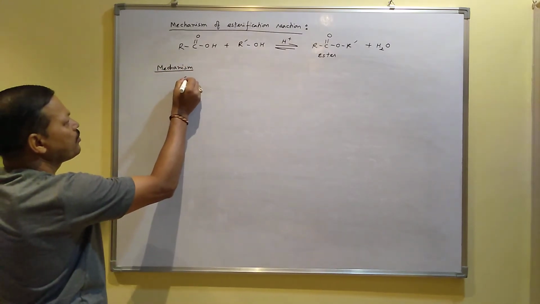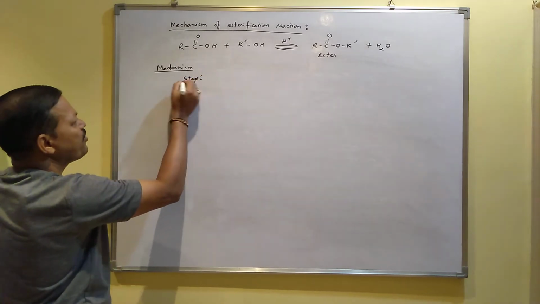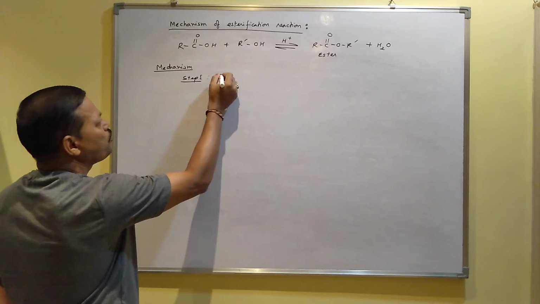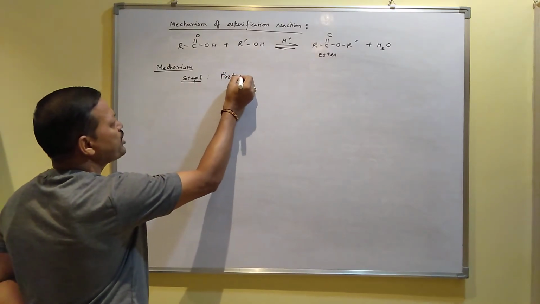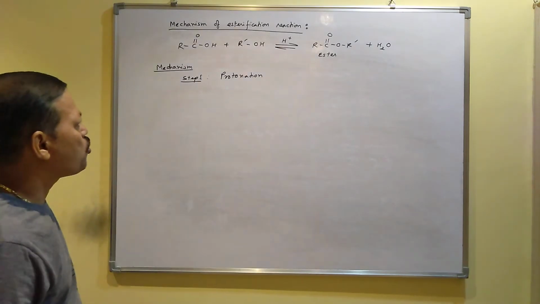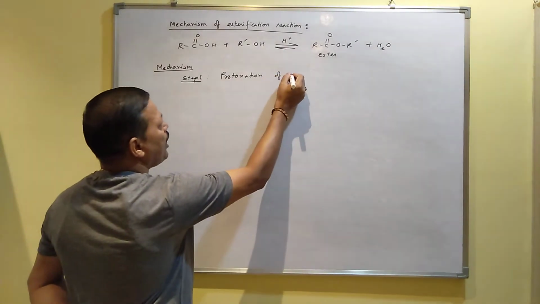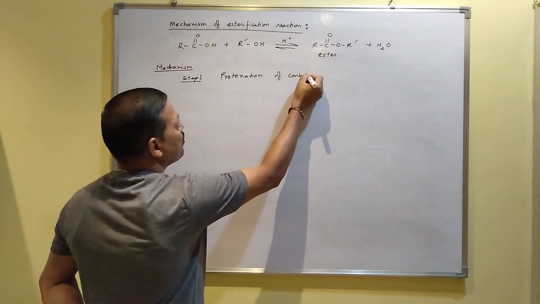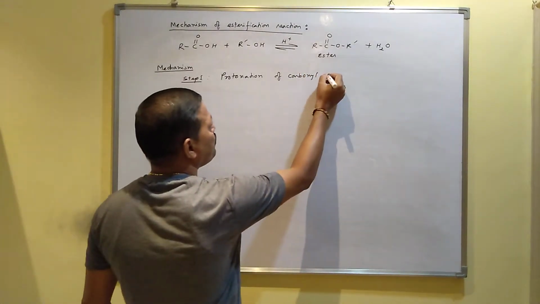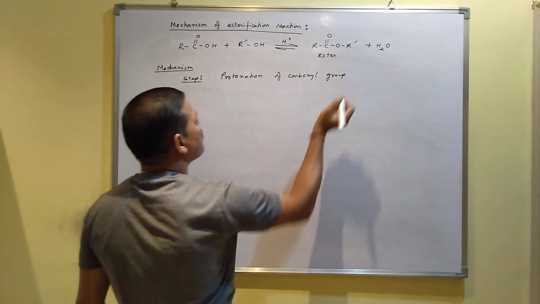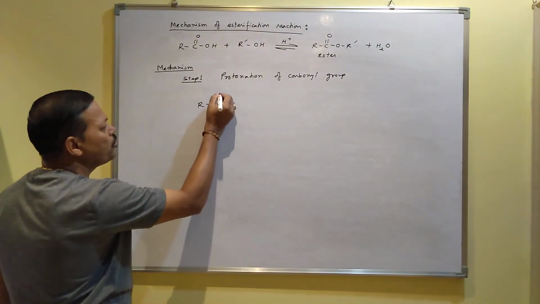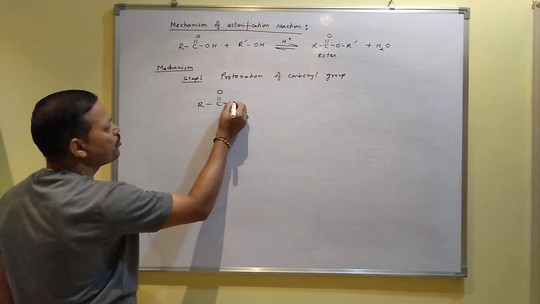So step 1, in the first step, the step is called protonation. Protonation means it will take one H plus ion. H plus ion is called proton. Protonation of carbonyl group. So here the C double bond O, this is called the carbonyl group.